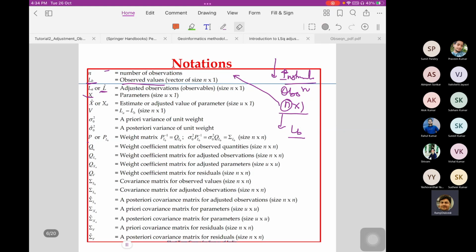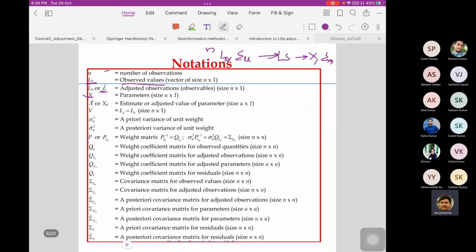Please remember, in your linear system of equations, what goes in is L and sigma LL. What goes out is X and sigma XX. The size of L, which is written as Lb, is n cross 1. The size of sigma Lb, or sigma LL, is simply n cross n. What is X? Parameter, size u cross 1. Sigma XX or sigma XA would be u cross u. That's very simple, very straightforward.